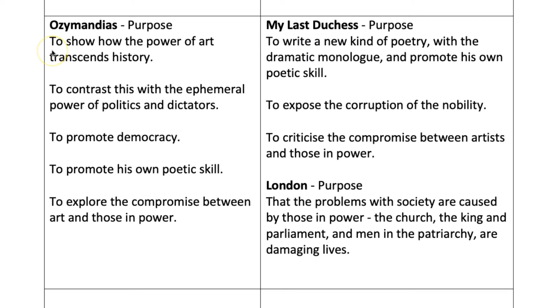So Ozymandias is written to show how the power of art transcends history. And that's all about the sculpture and the sculptor, and they represent the power of the artist. And similarly, Shelley believes he himself is an artist, and his poem Ozymandias is going to live on in the same way that the sculptor's art did. He's writing a contrast of political power, which he says is ephemeral, and the power of art, which is eternal.